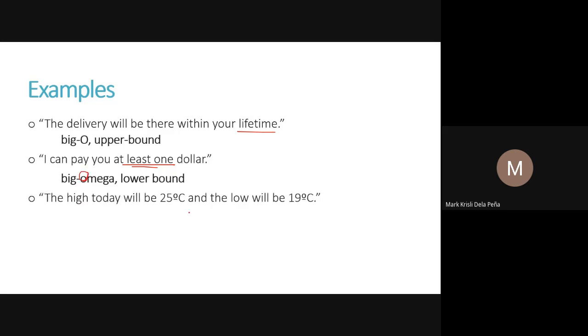Then, the high today will be 25 degrees. So it's in between 19 degrees and 25. That's Big-Theta. And this one, exactly 1 kilometer. So our O, omega, and theta are just equal. Big-Theta is just exact. This is how we compare those three notations.